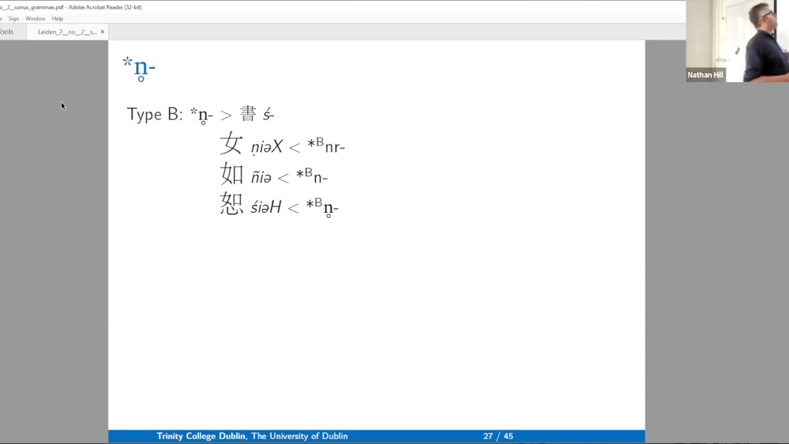Yeah, and then I'll just point out en passant that here we have nya initial, which is the regular type B development for an initial na, which is exactly parallel to ta becoming cha or da becoming ja, right? Which I also didn't mention earlier.